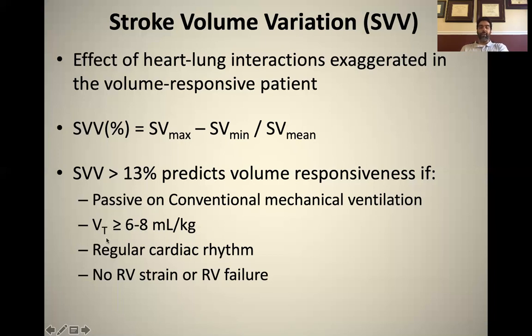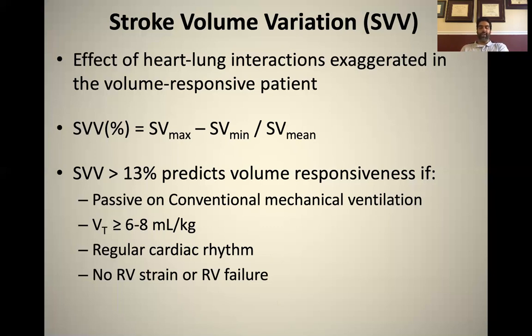They have to be in a regular cardiac rhythm. Any sort of irregularity like AFib or any other atrial tachycardia could invalidate this, because irregular rhythms in and of themselves cause stroke volume variation. And finally, you have to have a normal RV. You can't have RV strain or RV failure.